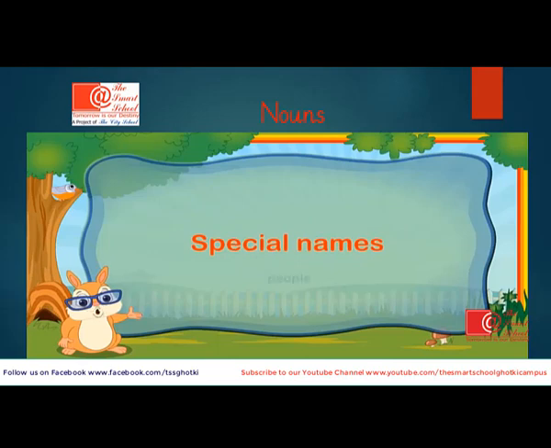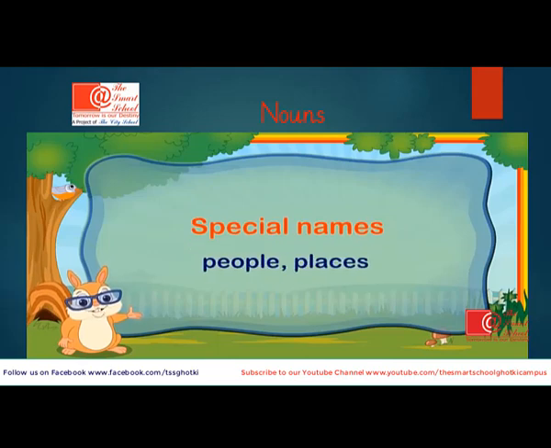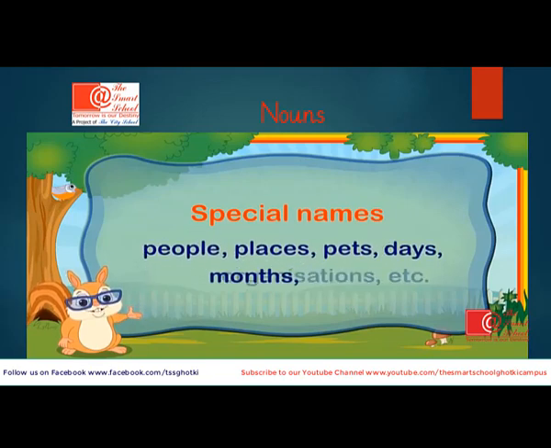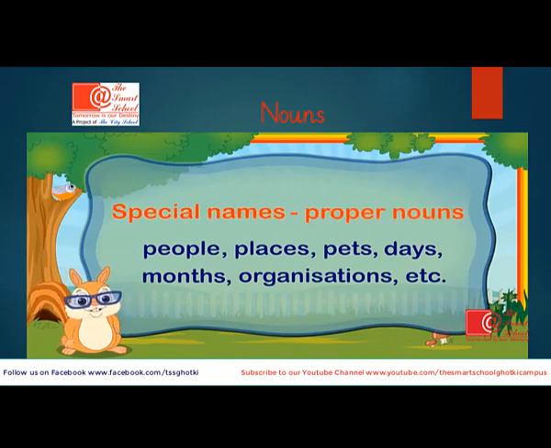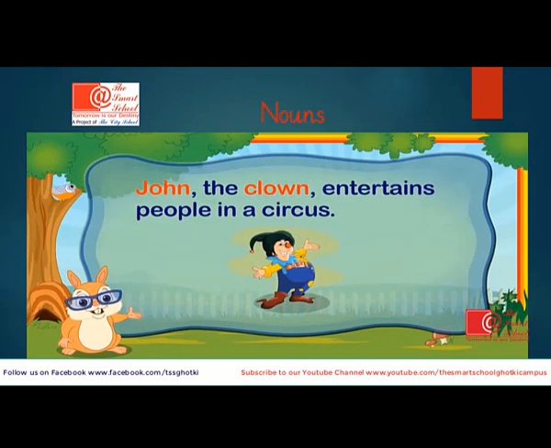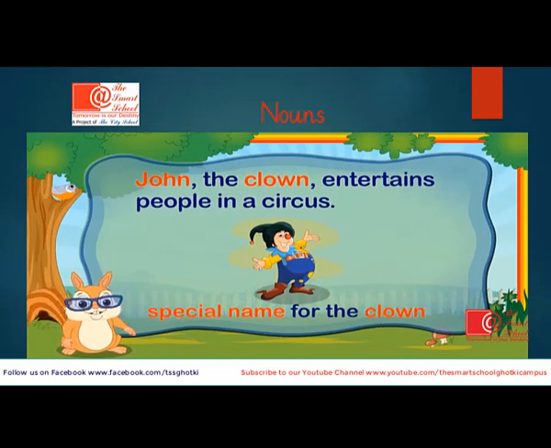Special names given to people, places, pets, days, months, organizations, etc. are proper nouns. For example, John, the clown, entertains people in a circus. In this sentence, we are talking about John, the clown. John is a special name for the clown.